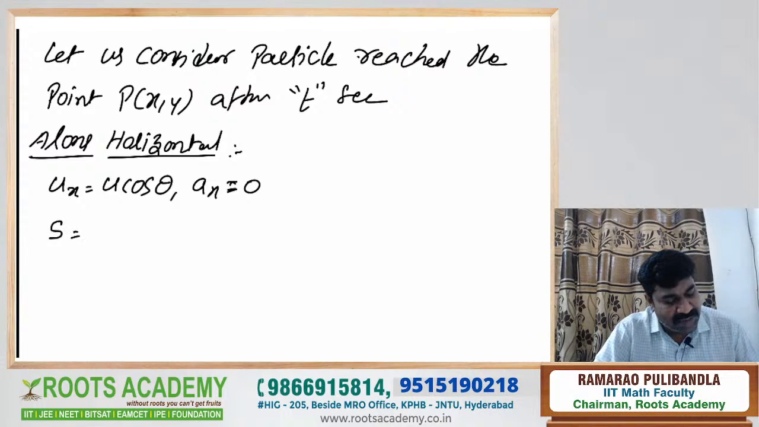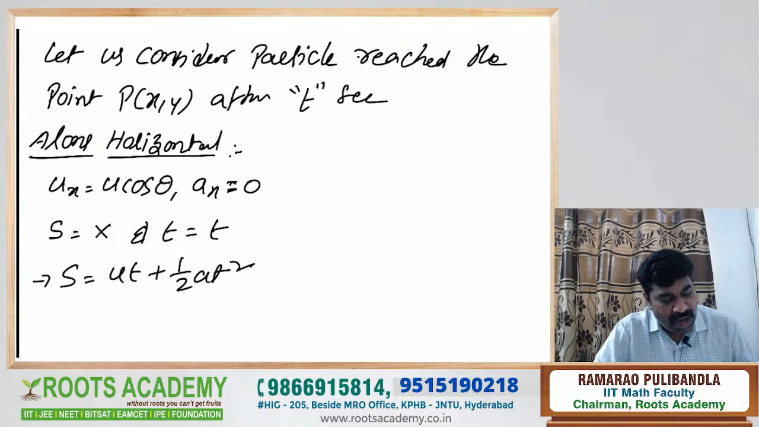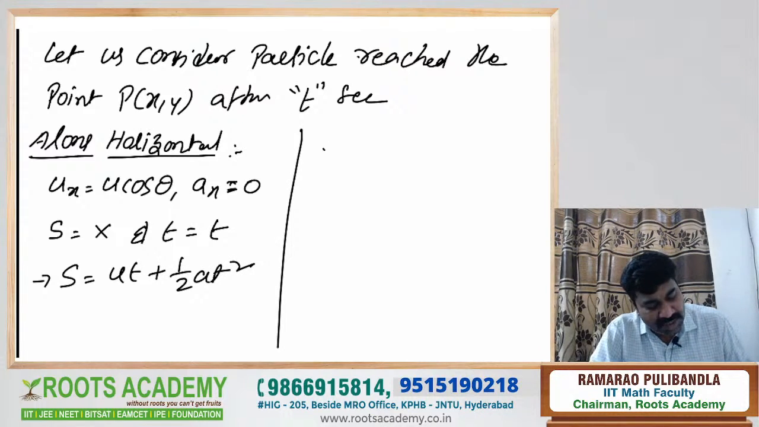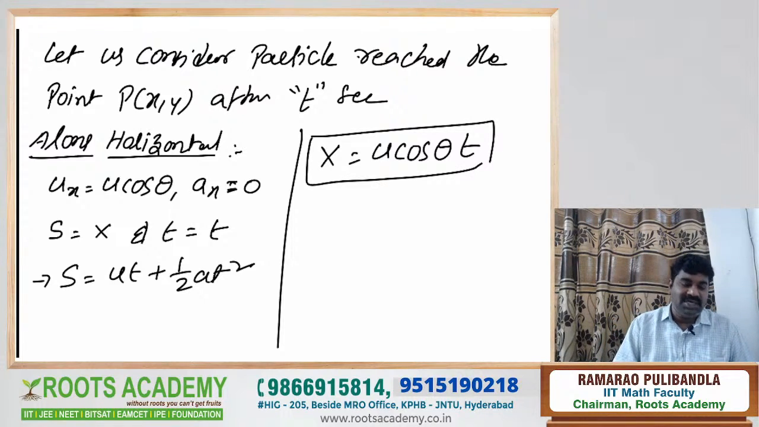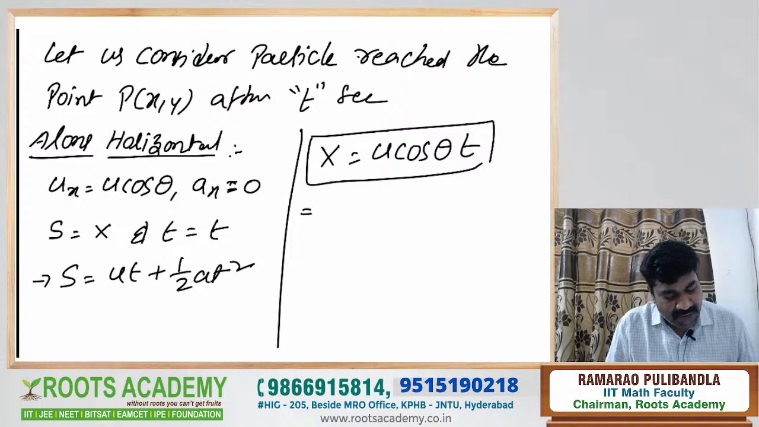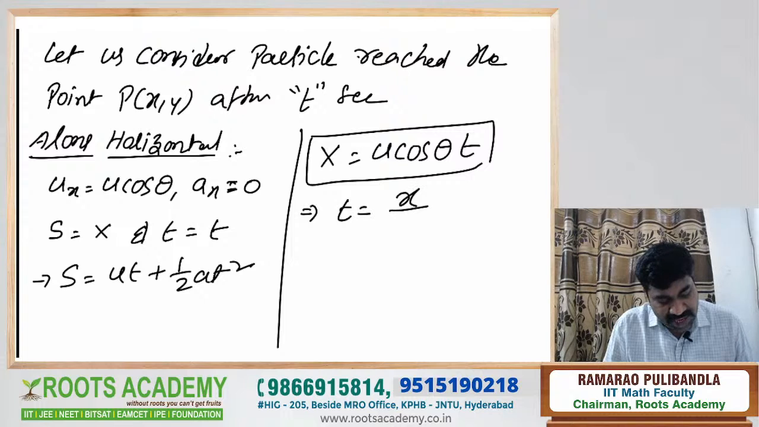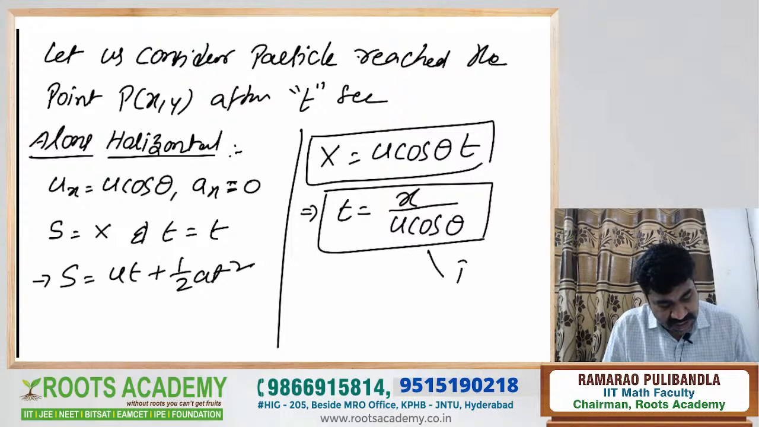And what is the displacement? That is x, and time is t seconds. So we are using the formula S is equal to ut plus half at square. That is x is equal to u cos theta into t. So what is the horizontal distance after t seconds? x is equal to u cos theta into t. That implies t is equal to x by u cos theta. This is equation number 1.